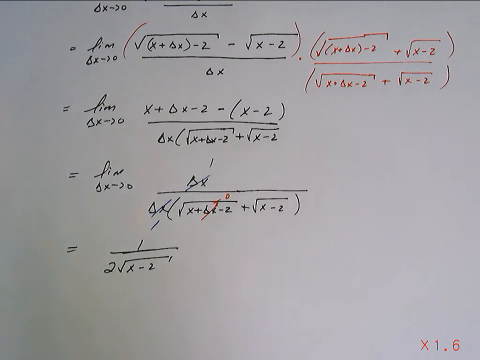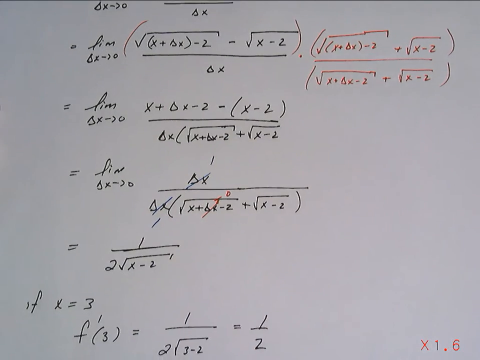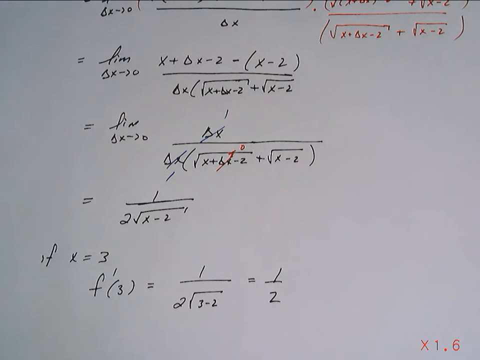And we determined what x equals 3 was, so if x equals 3, we would determine f prime of 3, which would be 1 over 2 root 3 minus 2, which would be 1 over 2. And lo and behold, it works. But what's really nice about it is I can now do it for any value.